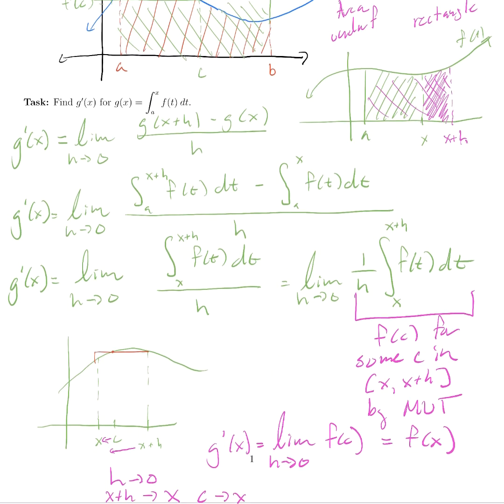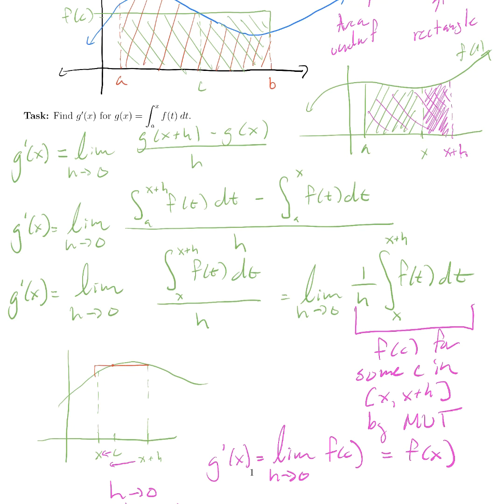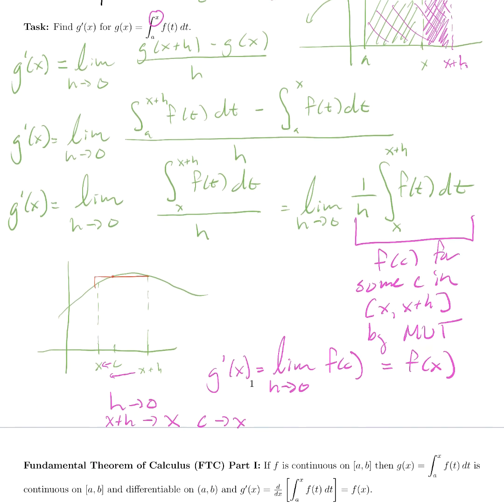So what did we just show? That if we have this area function, its derivative is just the function inside the integral evaluated here at the upper limit of integration. And it doesn't matter what the lower limit of integration is. a is any number, and a didn't matter when I found this derivative in the end.